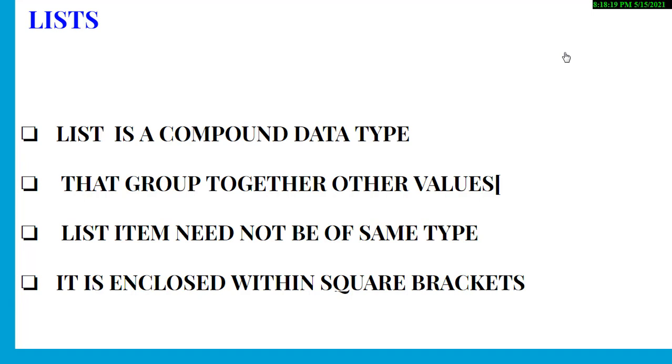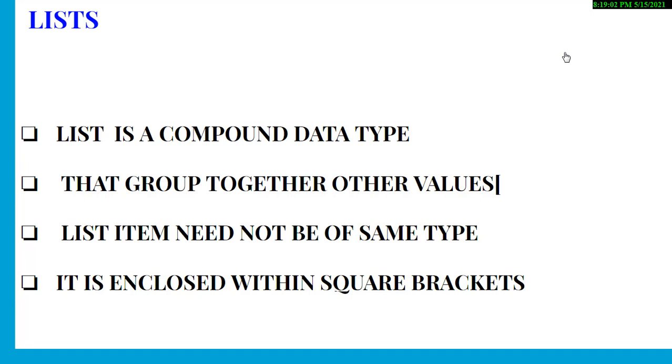Hello everyone, coming to the next topic, list. This is also a part of data types in Python. Now the list is a compound data type, used to group together other values. You can mix the values of integers, floats, decimal numbers, or strings. These can be clubbed in the list.